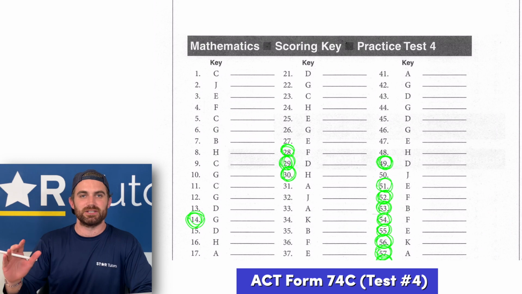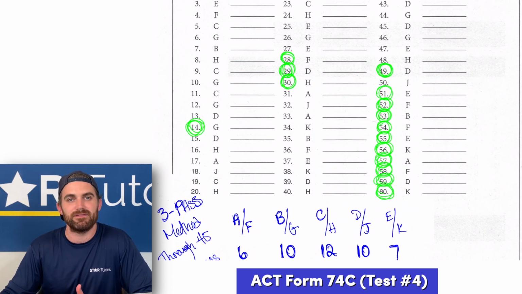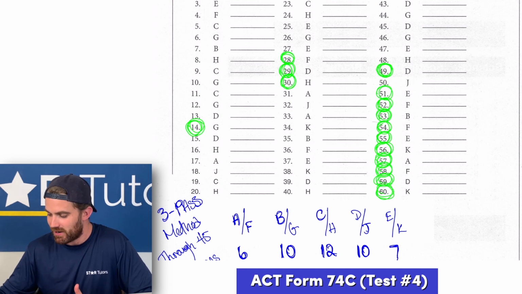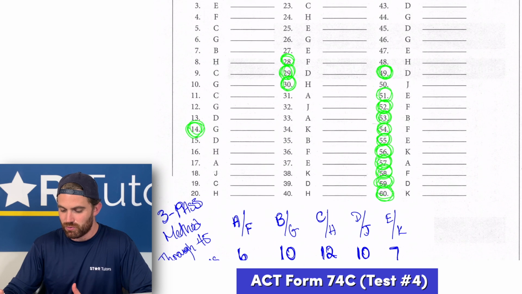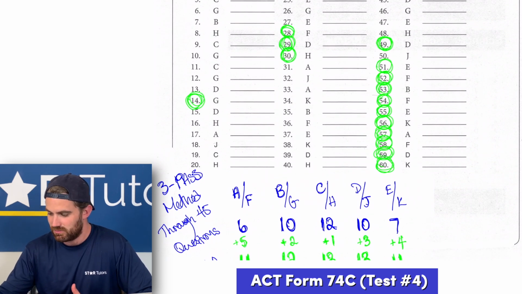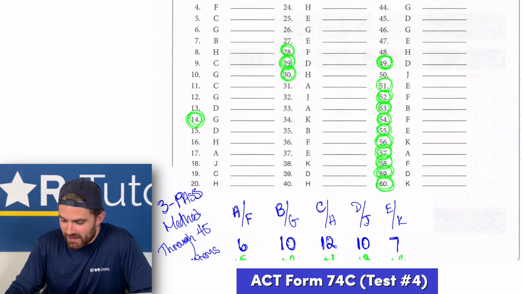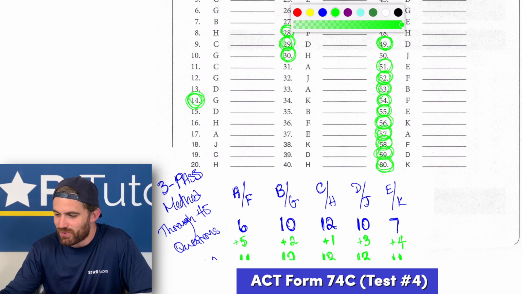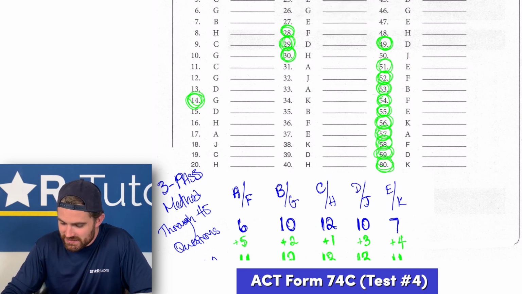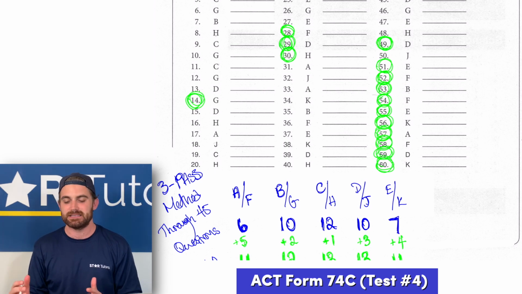I randomly bubbled in to start, and then I went back and looked at the actual score key for the ACT 74C math section, and look what I found. Through those 45 questions that I answered, you guys can see this over here or down below, I was right, and I knew I was right because I knew what the answers were, right? I was right in saying that there were 6 A's and F's, and that there were 7. I actually missed one, so there were 7 E's and K's.